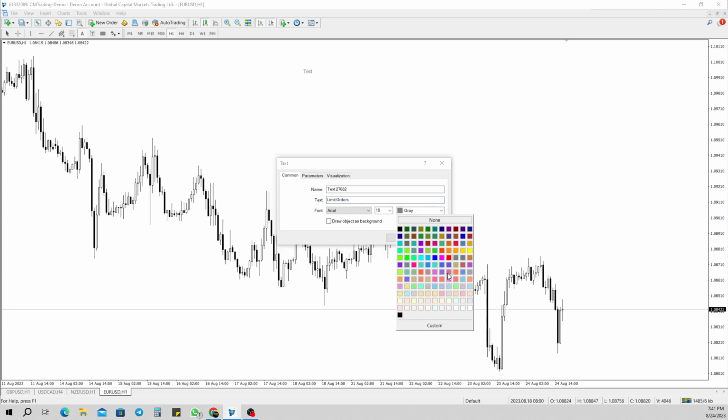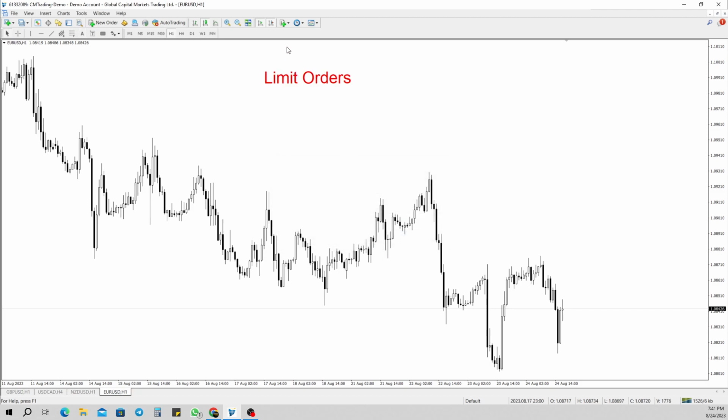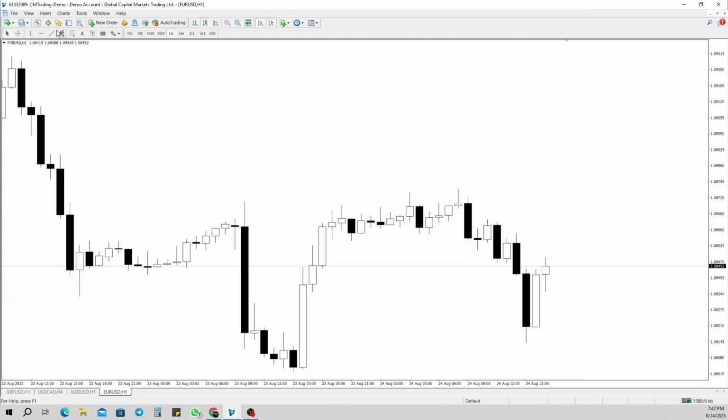Limit orders, make it red and let's make it bigger. Okay, so limit orders. First of all, let's talk about buy limit. Buy limit is when you are waiting for the price to move lower from the current price. If I zoom in, for example, this is the current price, whatever the current market price is, but you want to buy this EUR/USD at a price which is lower than the current price. You want to buy it at a lower price.